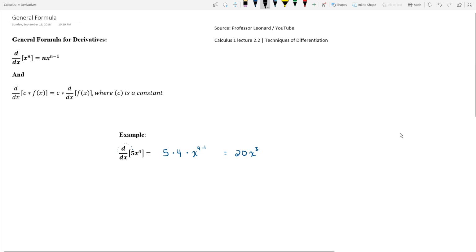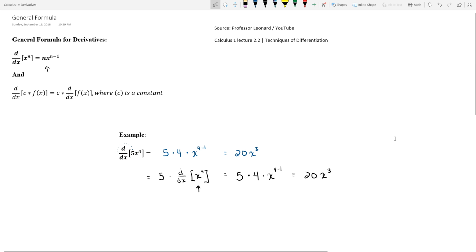So to write this long form, we would first say that it is 5. We bring that all the way to the front, multiplied by the derivative with respect to x of x to the fourth. And then we would rewrite that as 5, and then we just work with this inside in that general format where we just bring that power down. And then we multiply by x to the 4 minus 1. So again, we end up with the same thing, which is 20x to the third.